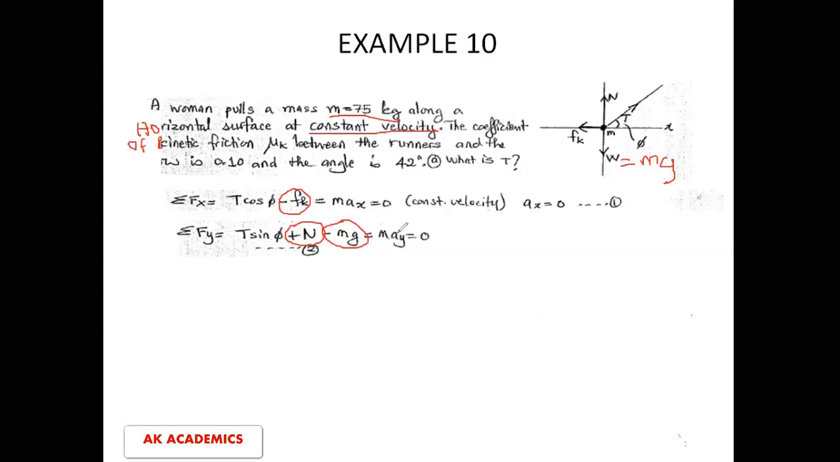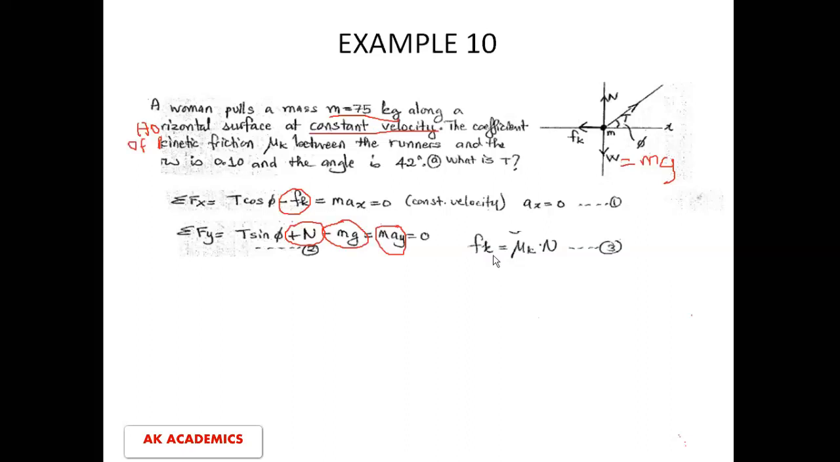All right. ay would also be equal to 0, so may would be 0. So you can say that T sine phi plus N minus mg is equal to 0. You can label this as equation 2. So we have two equations we can play with right now. We also know from our initial discussion that Fk, the kinetic friction, is equal to mu k multiplied by N. So this can be your equation 3.